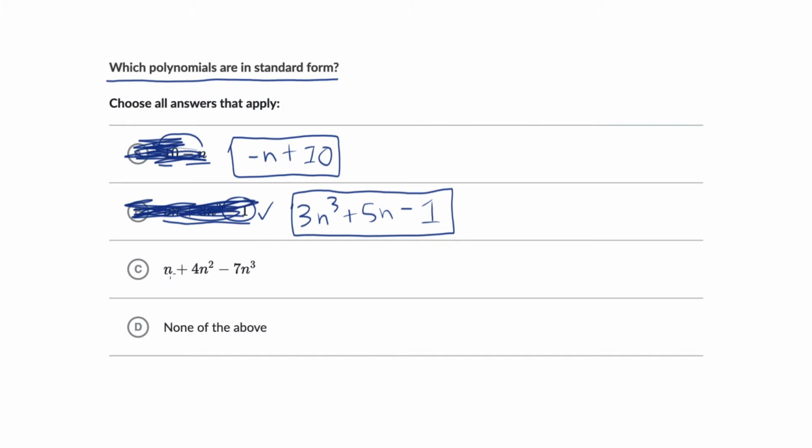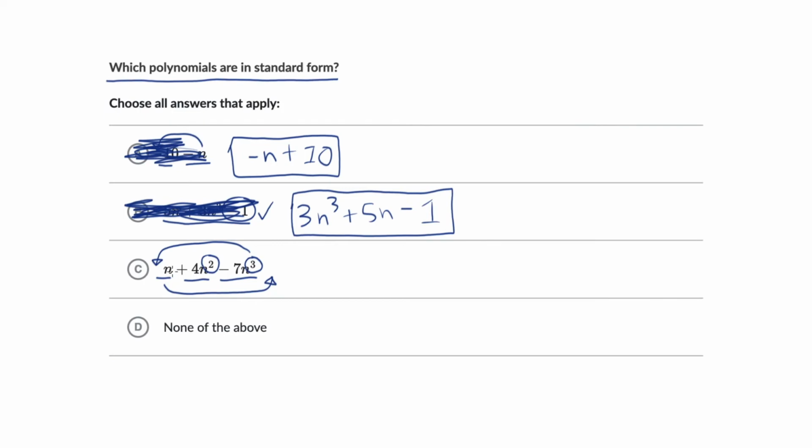And let's look at C. We got three terms, n, 4n squared, and negative 7n to the third. Unfortunately, this is the complete opposite. This needs to be switched entirely, because higher exponents always have higher priority, right? This 7n to the third should actually go all the way into the front right here, okay? And this can stay where it is, and this n needs to go all the way to the back. Why? Because it doesn't have an exponent. Things that don't have exponents have less priority, less potential, okay?